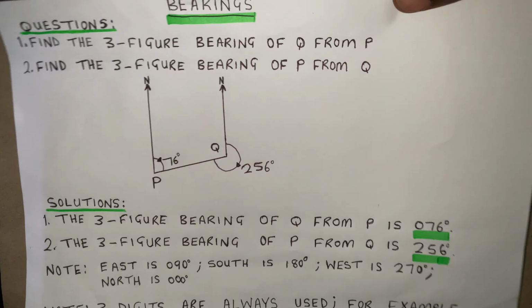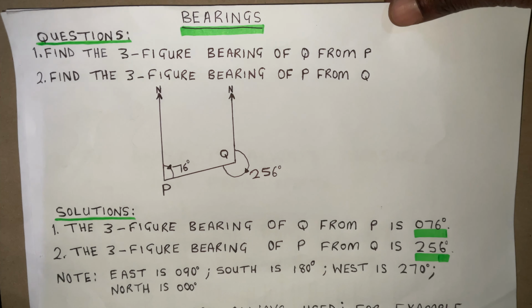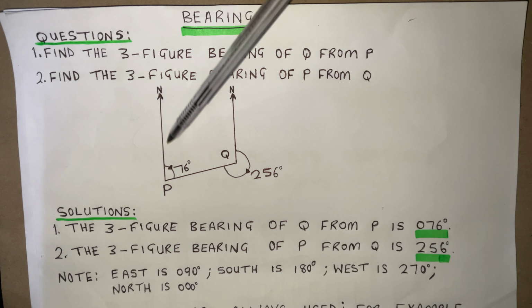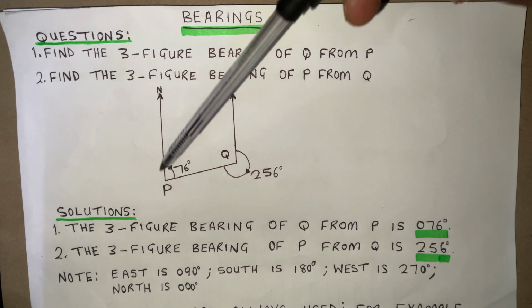Here we've got two questions. The first one says find the three-figure bearing of Q from P. The second one, find the three-figure bearing of P from Q. To help us in answering these questions, I've put a diagram here. These are the north arrows. You can see they are parallel.